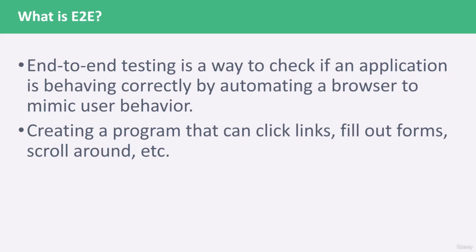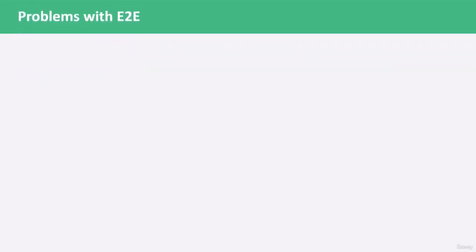An end-to-end test does the same thing, except we can write a program to do the things we would usually do. We can tell the program to click links, fill out forms, scroll around, etc. We can completely automate the testing process. In theory, it seems like end-to-end tests can be the best approach to testing. There are a couple of problems with end-to-end testing. There's a reason why it should only make up about 10% of your tests.